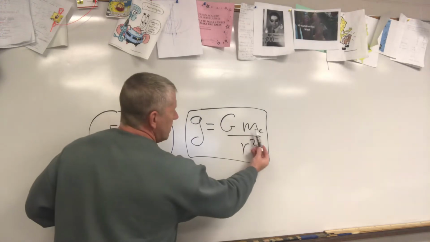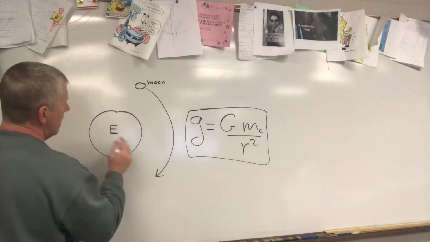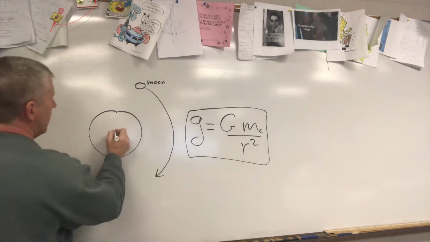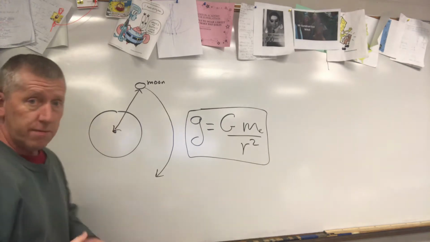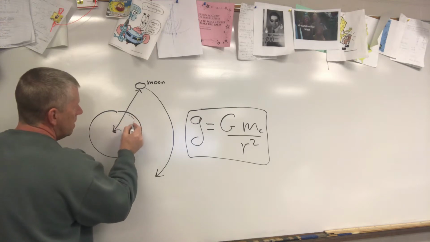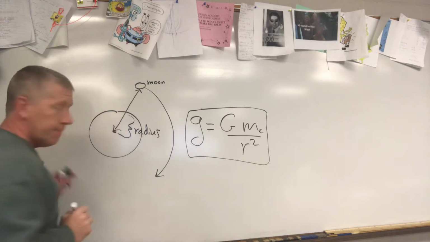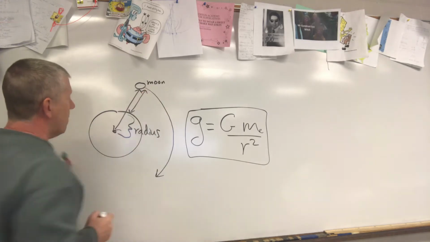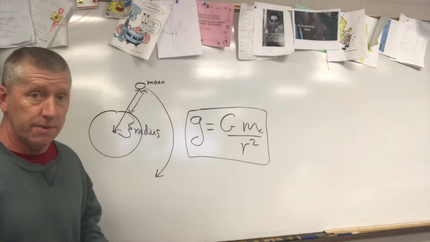So the mass of the Earth, and the distance from the center of the Earth. If we put the moon here, that R value that goes in here, the distance from the center of the Earth, is this distance right here. Not from the surface of the Earth, from the center of the Earth. So what we have to know is the radius of the Earth, because we'll have to add that to the distance above the Earth that the satellite is. Also, we need to know the mass of the Earth.